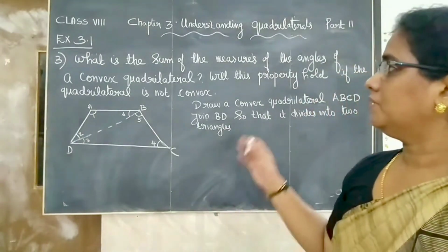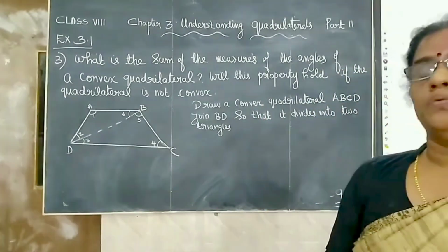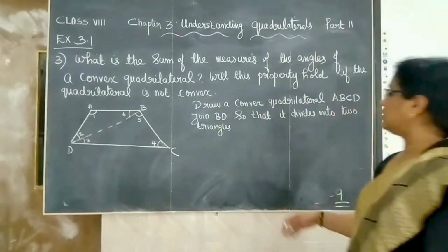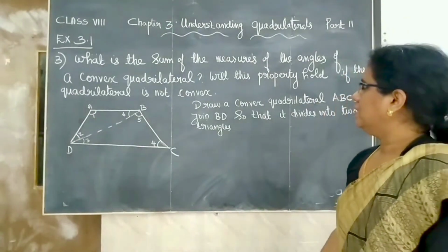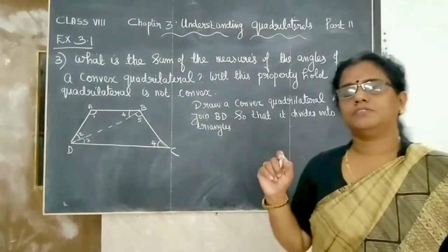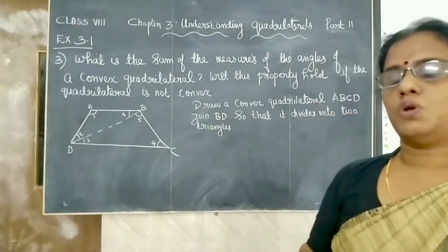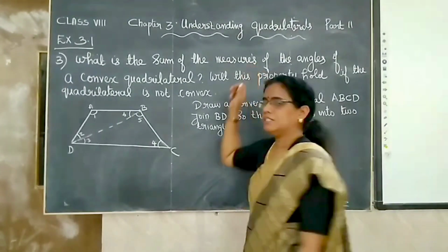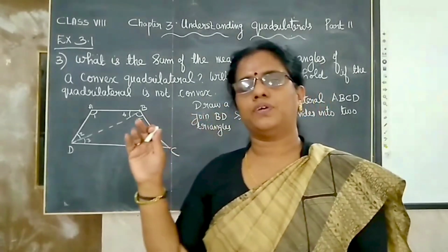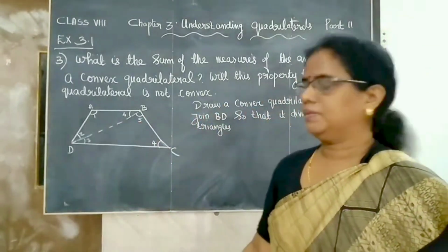Now the next question we will discuss, question number 3. What is the sum of the measures of angles of a convex quadrilateral? Will this property hold if the quadrilateral is not convex? So first we will discuss the first case. What is the sum of the angles of a convex quadrilateral?